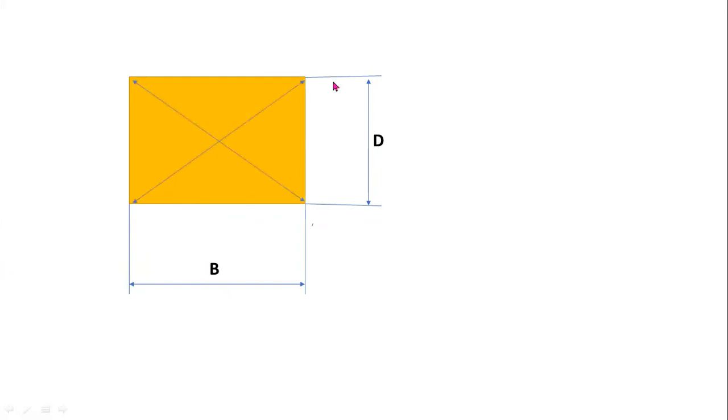Now I am drawing the diagonal lines for locating the centroid of this rectangle. The centroid of a rectangle always lies at the intersecting point of these two diagonals. So this point is the centroid of a rectangle. This centroid always lies at a distance of base by 2 and height by 2. So this is the position of the centroid or center of gravity of a rectangle. Now, by using these fundamentals, you can solve any type of rectangular sections.